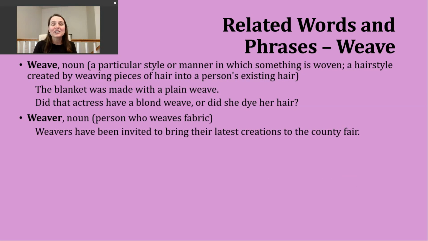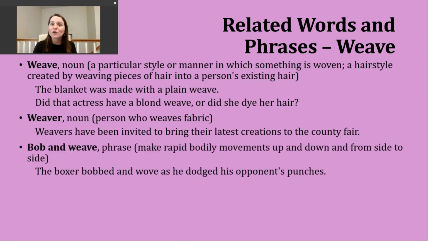Another noun you might hear is weaver. Hopefully that er suffix is telling you this is a person who weaves fabric. An example of this: weavers have been invited to bring their latest creations to the county fair. So you might see different people displaying their crafts, other handiwork that they've made over the course of the year at various fairs throughout the summer here in the United States.